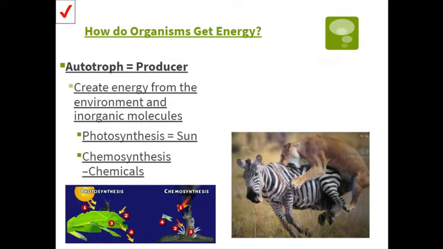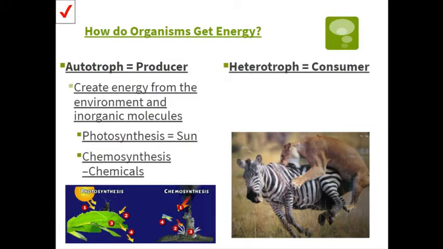Meanwhile, chemosynthesis is primarily carried out by organisms that don't have access to the sun, like tube worms down in the deep ocean near sulfur vents. They convert the chemicals just like how plants convert the sunlight.